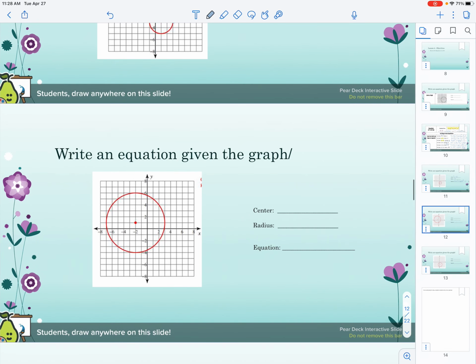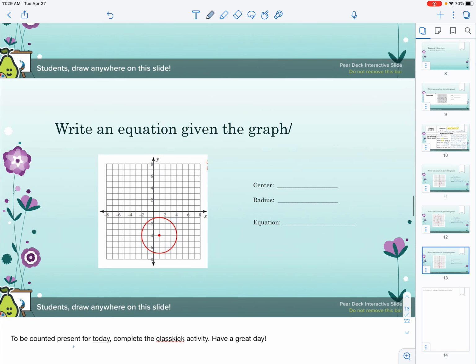Let's try another one. So let's find our center. Our center is -2, 1. The radius would be 1, 2, 3, 4, 5. I could do that in either direction. I just chose to do it vertically. I'd get the same answer if I did it this way, 1, 2, 3, 4, 5. It all comes out to the same thing. So my equation would be x plus 2 squared, y minus 1 squared, and that would equal 25, r squared.